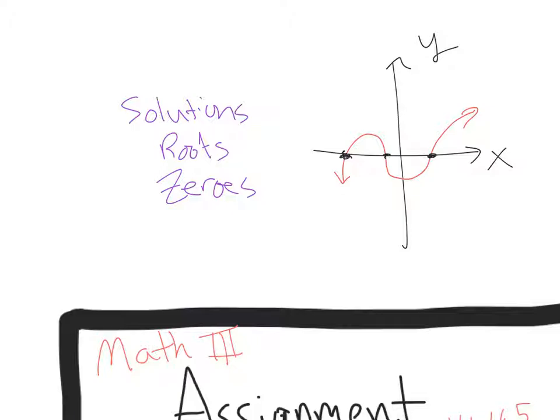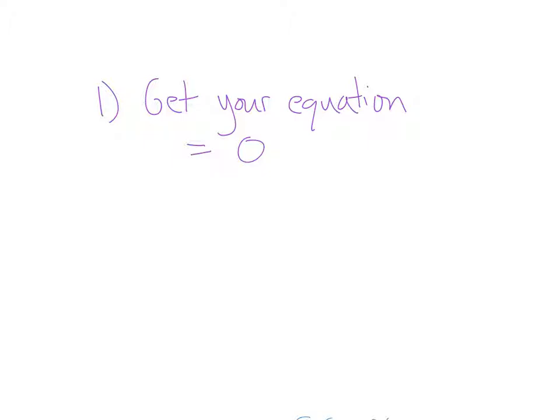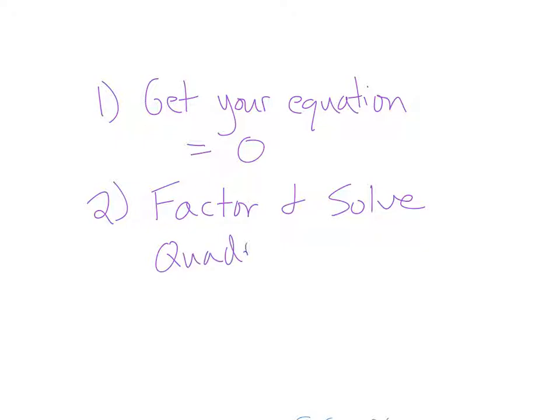Now we're going to use some different methods to get these answers algebraically. Some things to remember when solving polynomial equations. First thing is get your equation equal to 0. So basically we're going to move everything to one side of the equation so that it is set equal to 0. The second thing is going to be factor and solve. And then sometimes we're also going to use the quadratic formula if our polynomial is in quadratic form. And I'll show you an example of that.